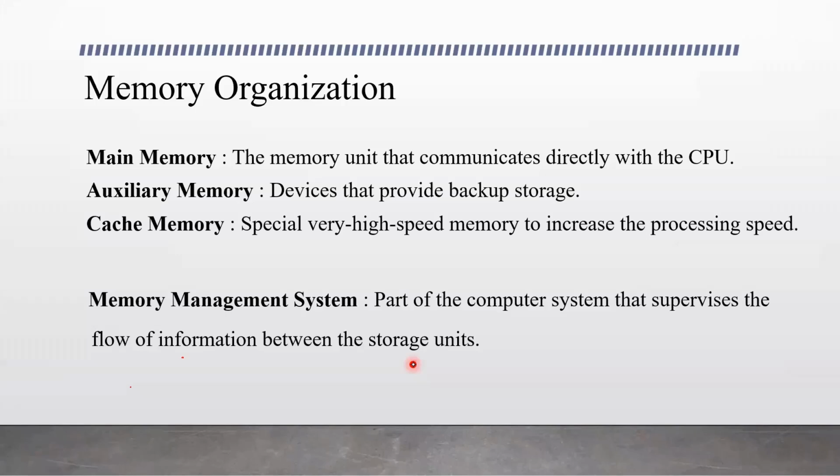When we talk about memory, about storage, we need a system that manages it. Memory management system: this is a part of the computer system that supervises the flow of the information between the different storage units. In the next class, we will learn about main memory. I gave you the introduction to main memory, auxiliary memory and cache memory. We will learn about all these units in detail.